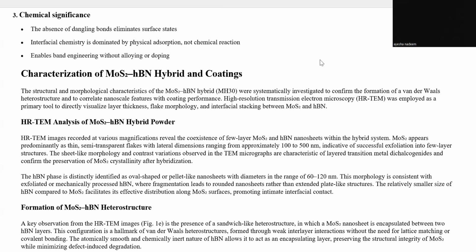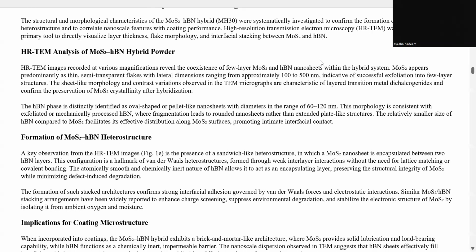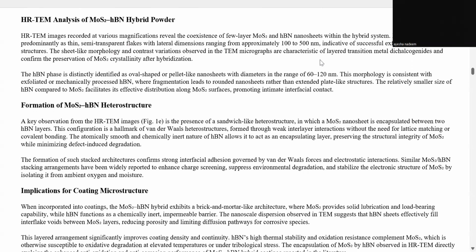The hBN phase is distinctly identified as oval-shaped or pellet-like nanosheets with diameters in the range of 60 to 120 nanometers. This morphology is consistent with exfoliated or mechanically processed hBN, where fragmentation leads to rounded nanosheets rather than extended plate-like structures. The relatively smaller size of hBN compared to molybdenum disulfide facilitates its effective distribution along molybdenum disulfide surfaces, promoting intimate interfacial contact. Then we will discuss the formation of molybdenum disulfide and hexagonal boron nitride heterostructures.